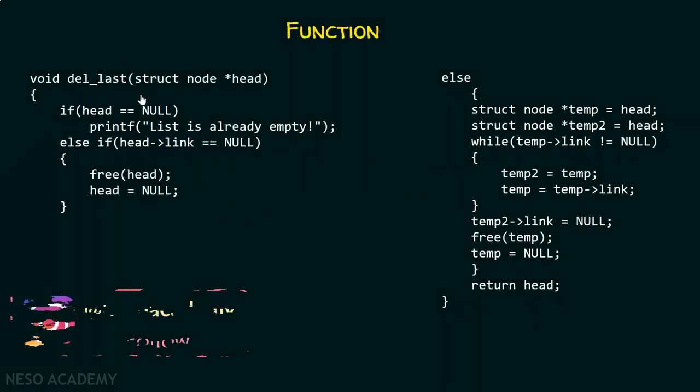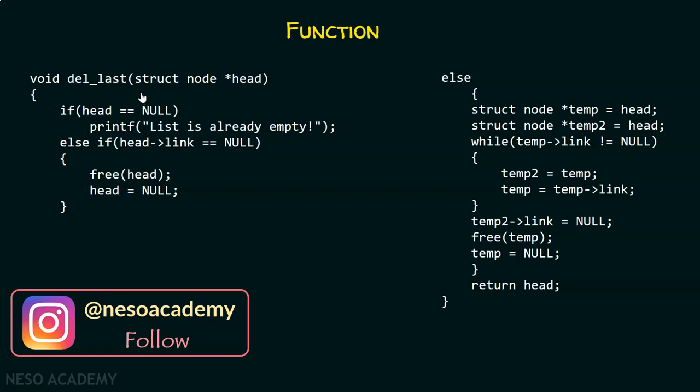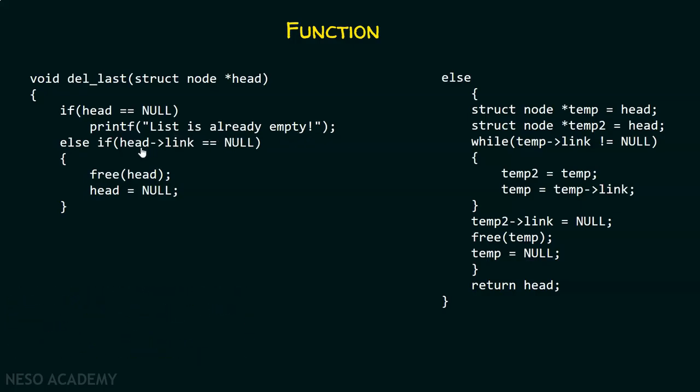Here you can see this del last function will do the same job, that is deleting the last node of the single linked list. Here we are checking the condition, is head equal to null? We know that if head is equal to null, then our list is empty. So we will print this message, that is list is already empty. Otherwise, if head link is equal to null, this means that there is only one node in the list. So here in this case, we will just free the node and we will assign null to the head pointer. That's it. This piece of code will take constant amount of time.